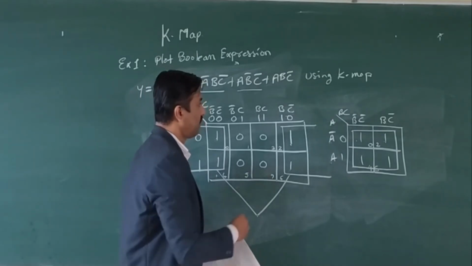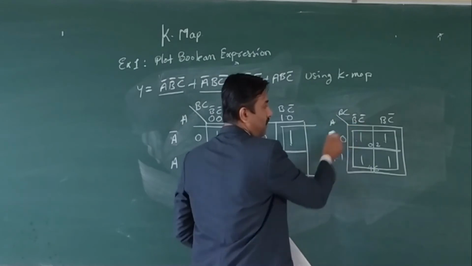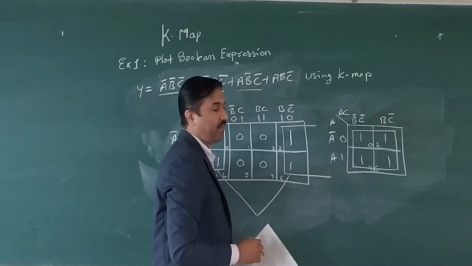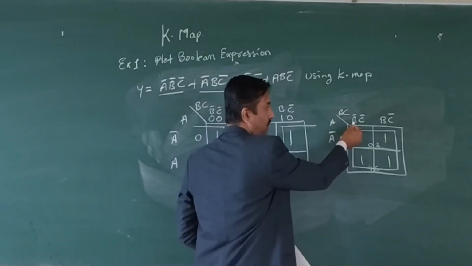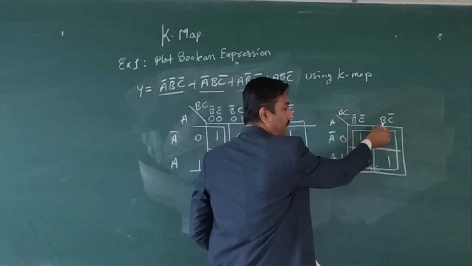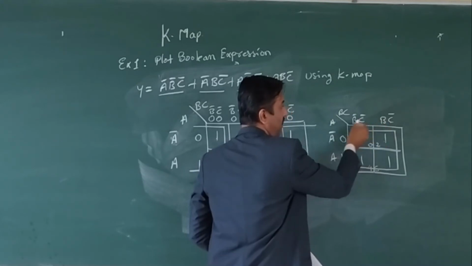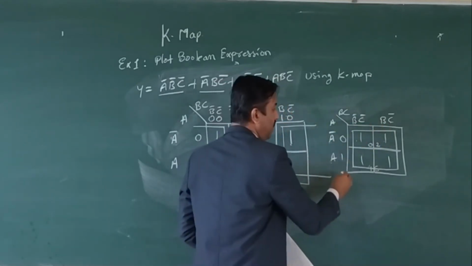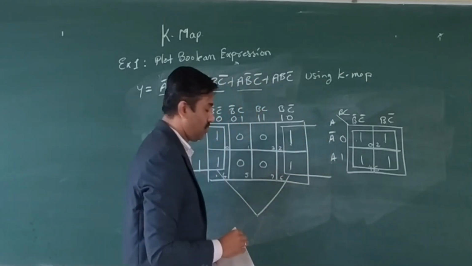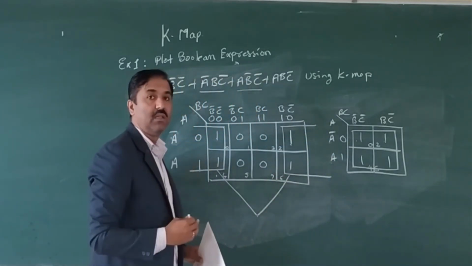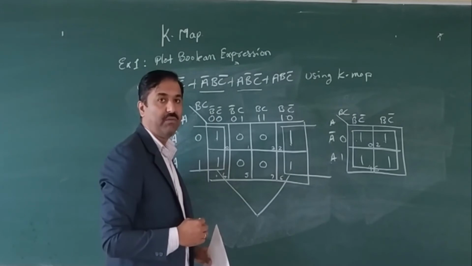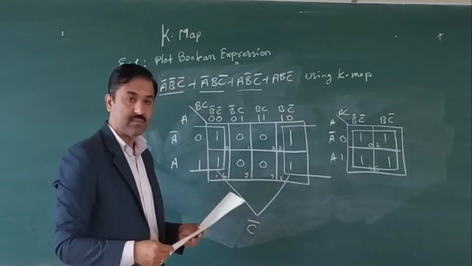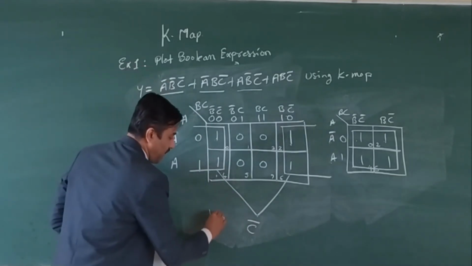You can see here, in this product term we have B bar C bar, and in this product term we have B C bar. So here you can see it is B bar, whereas here B is in uncomplemented form. So B bar and B, it is changing. So the only term which is changing is B. So I will not take that term as a part of my final expression. I go with C bar. Answer: y is equal to C bar.